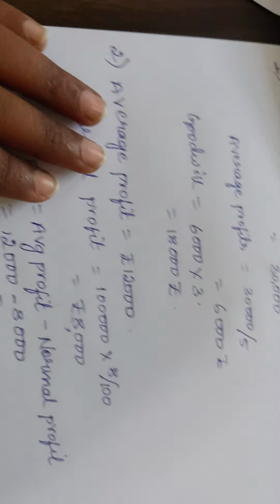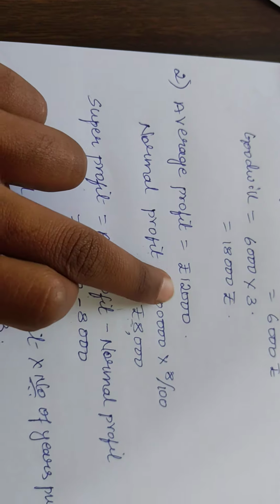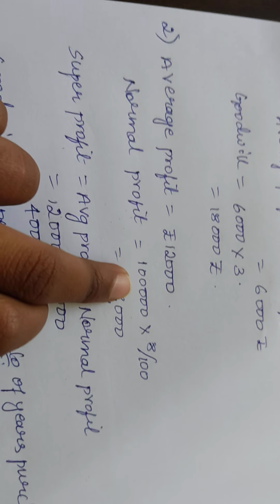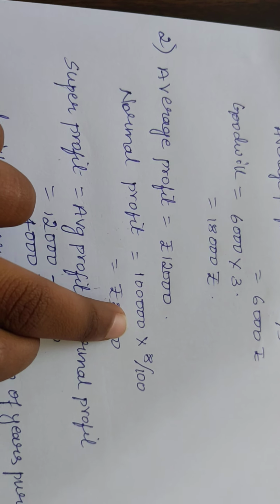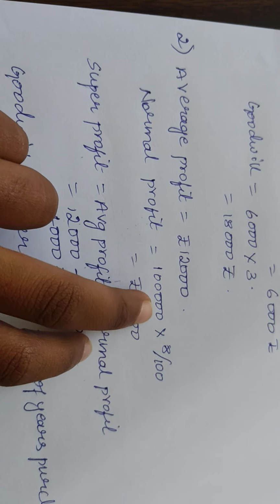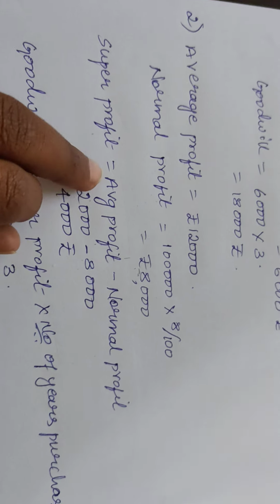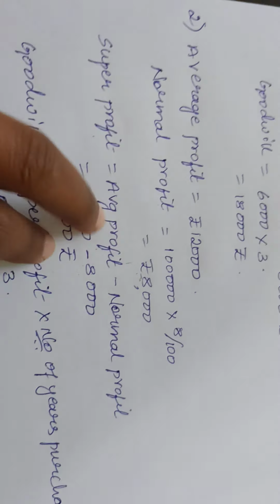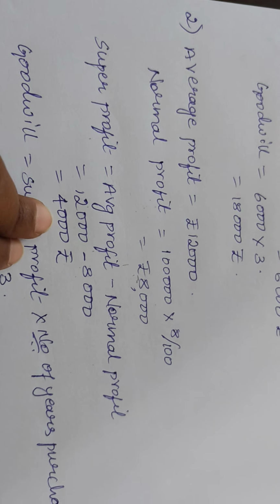Now second one. Directly they have given the average profit in the problem, that is 12,000, and normal profit is equal to 1 lakh, that is the capital employed, into normal rate of return, that is 8 divided by 100. So normal profit is equal to 1 lakh into 8 divided by 100, that is 8,000. Now super profit. Super profit is equal to average profit minus normal profit. So 12,000 minus 8,000 is equal to 4,000.